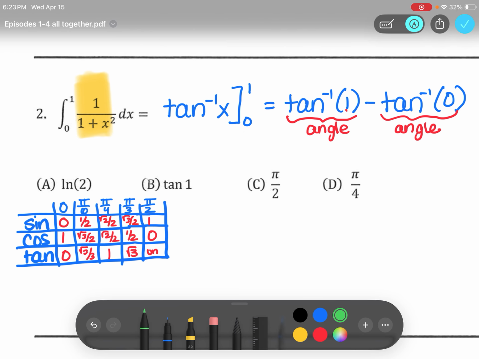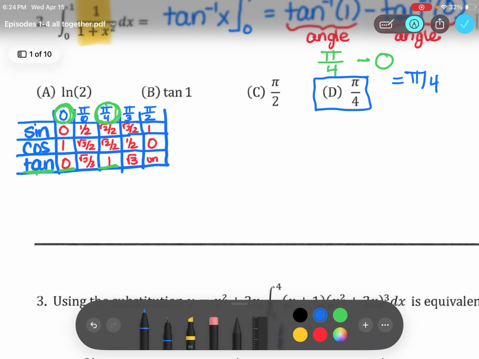So if I come down to my chart and I look at tangent, I want to know the tangent of what angle is equal to 1. And the angle is pi over 4. So this right here would be pi over 4. Minus. Then I move to this next one, inverse tan of 0. Your answer is going to be an angle. The answer to any inverse is an angle. So I come to tangent, I come to 0, and the angle is 0. So this is 0. And then the answer to my question is pi over 4 minus 0, which is pi over 4. My answer is D again.